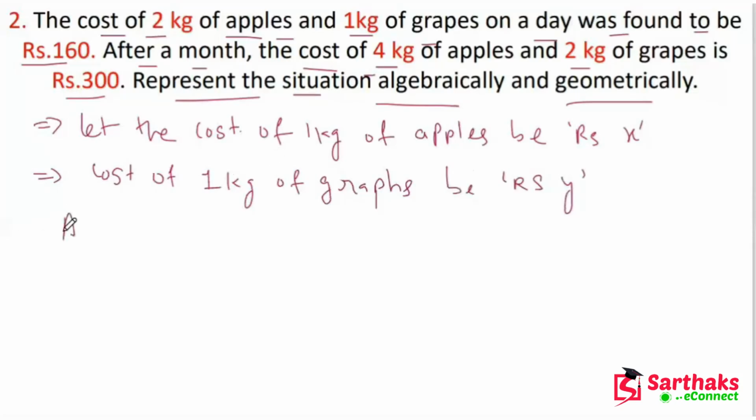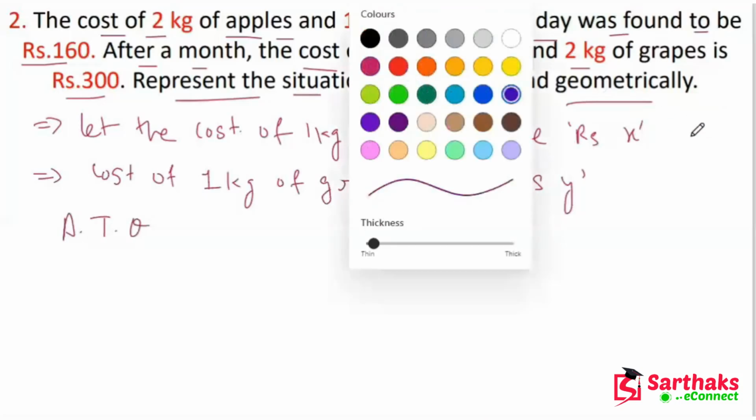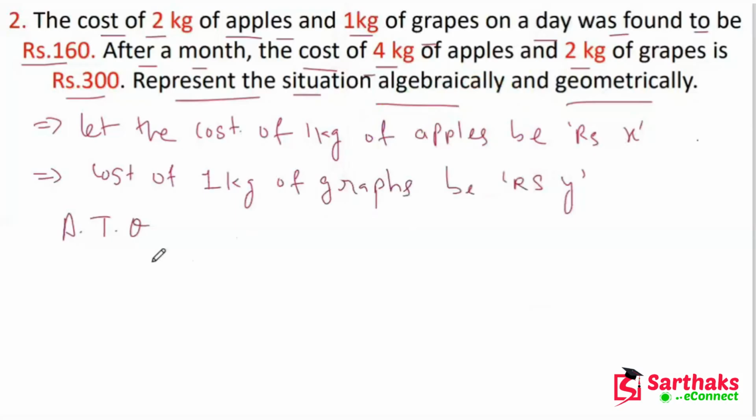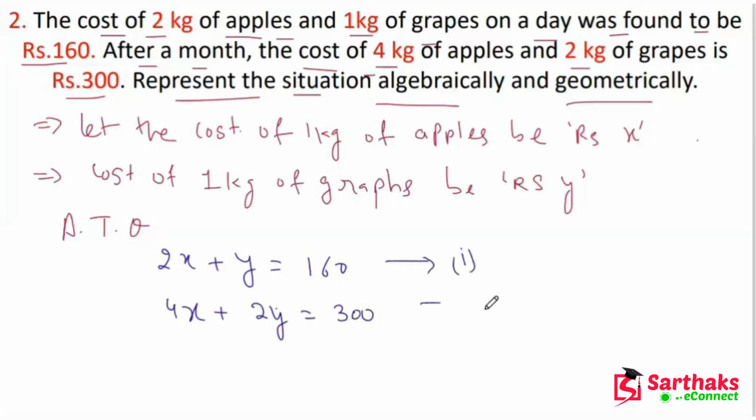And according to the question, twice of x plus y is equal to 160, and 4 times of x plus twice of y is equal to 300. So we have two equations. This is the algebraic form. This is equation first and this is equation second. Now we have to put it on the graph.